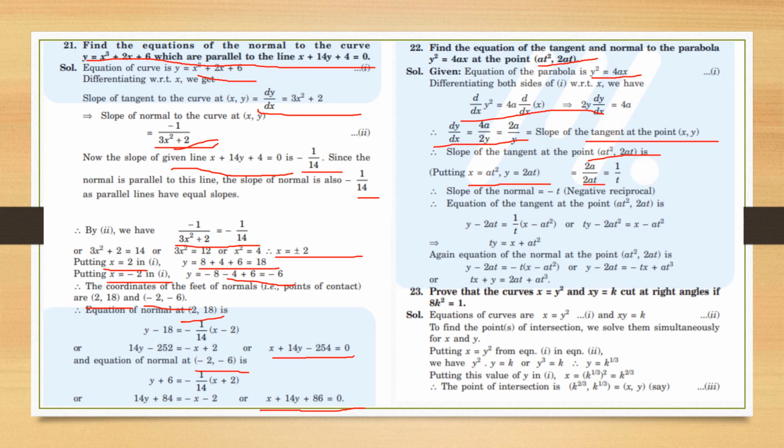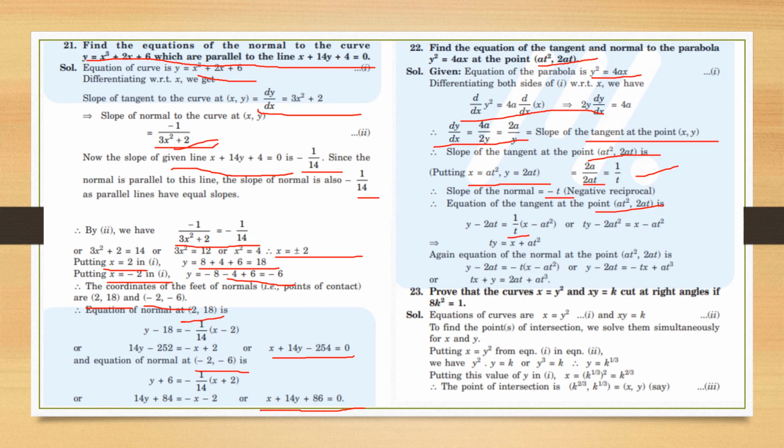So it is like 2a here, nothing you need to put, but y is 2at, so it is 1 by t. Now slope of normal will be the negative reciprocal, that is minus t. So the equation of tangent at this point is y minus 2at equal to this slope of tangent, that is 1 by t, times x minus at².